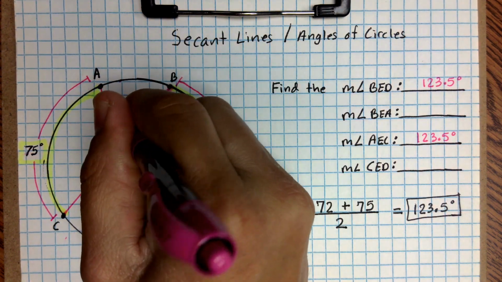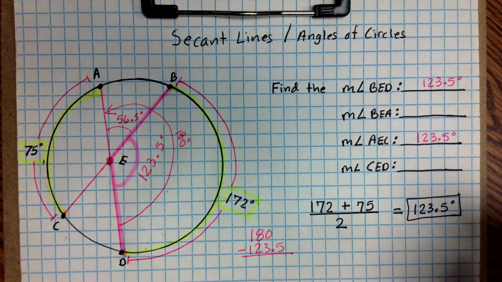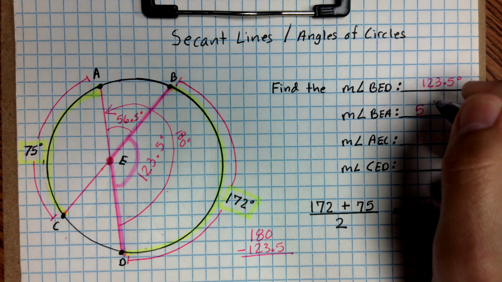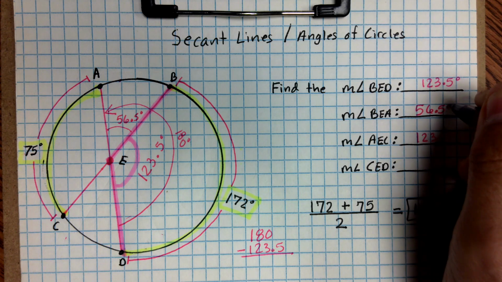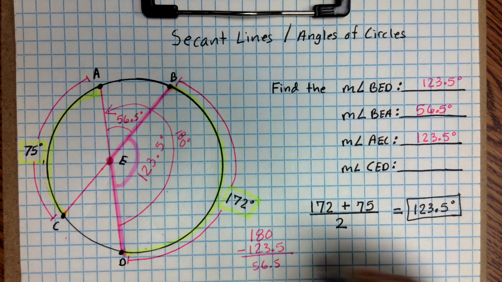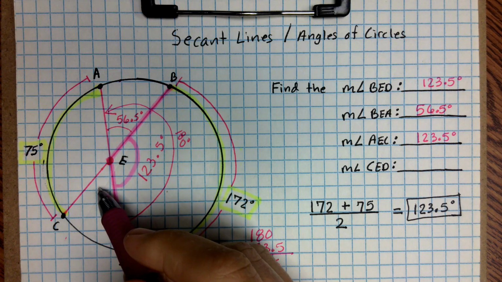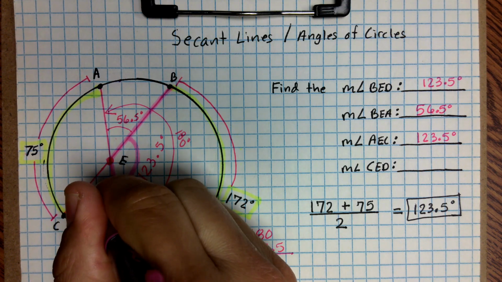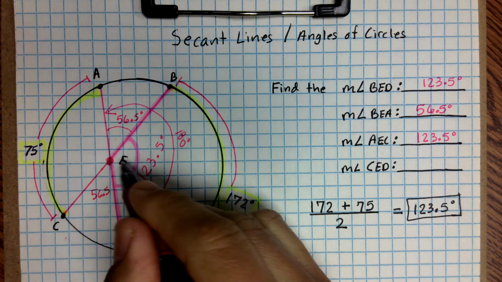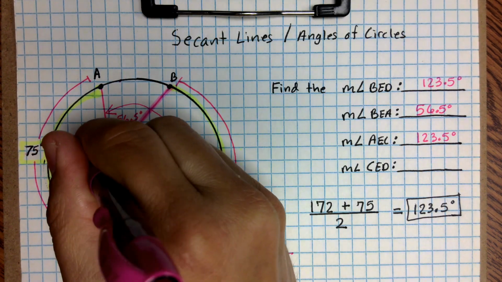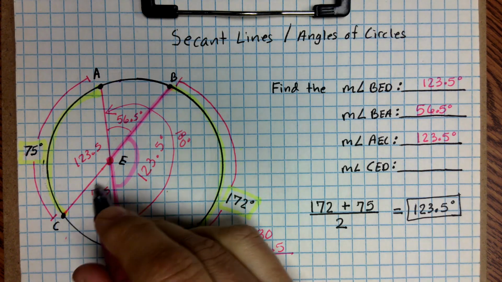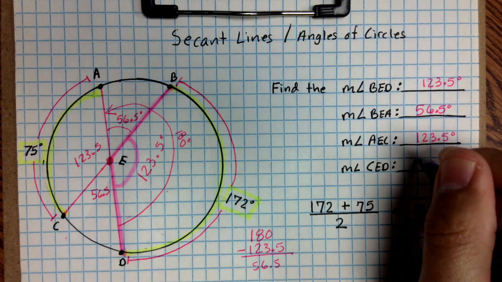So this is 56.5 degrees. The measure of angle BEA is 56.5 degrees. That also means that the angle opposite of it, the vertical angle I should say, is also going to be 56.5. Just like opposing here, the vertical angle would also be 123.5. So those are all of our angles there. So CED is 56.5 degrees.